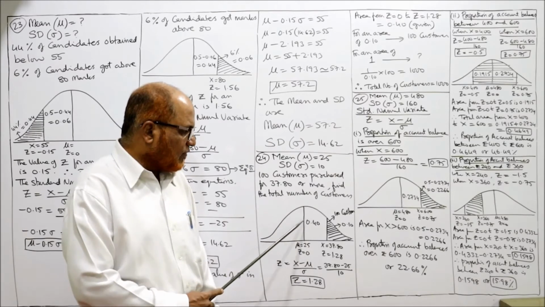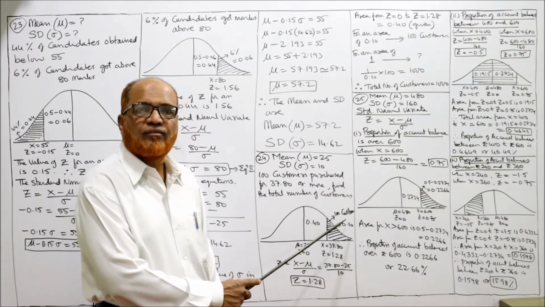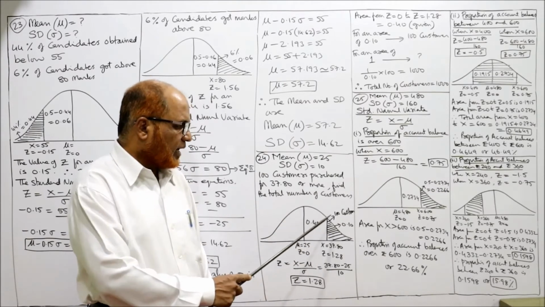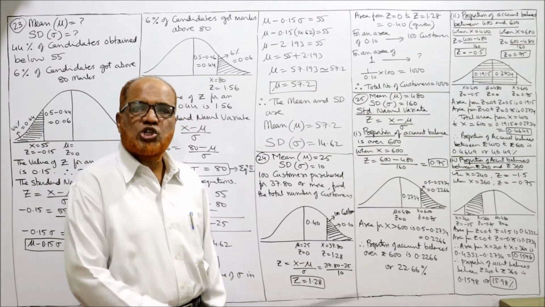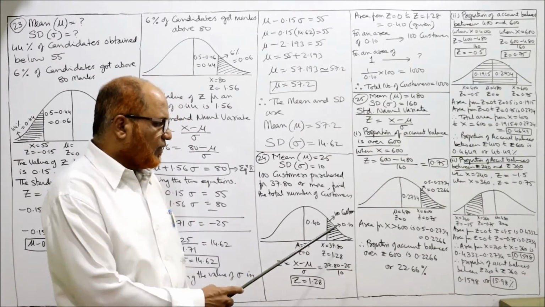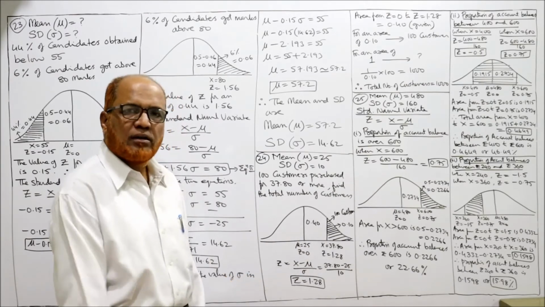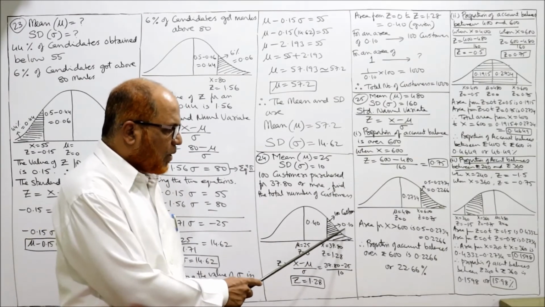The total area from the middle to the right is 0.5. So from 0.5 subtract this 0.4 and the shaded region will come. So 0.5 minus 0.4, you will get 0.1. So the shaded region is 0.1.